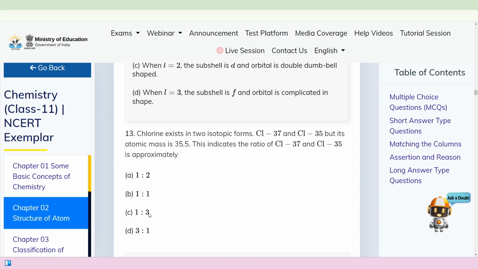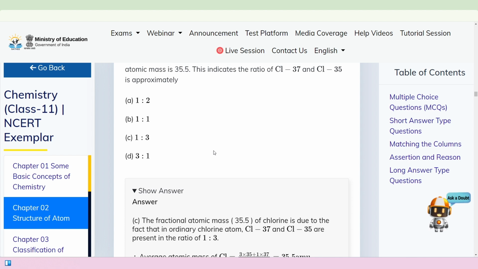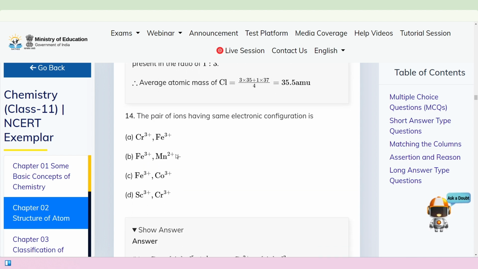Now x cancels out in each of these, so that will give you finally 35 into 3 plus 37 into 1, divided by 3x plus 1x, that is 4x. If you just calculate this, you will find it to be 35.5. Clear? Okay. Now the pair of ions: what we have to calculate is the pair of ions that have the same electronic configuration.